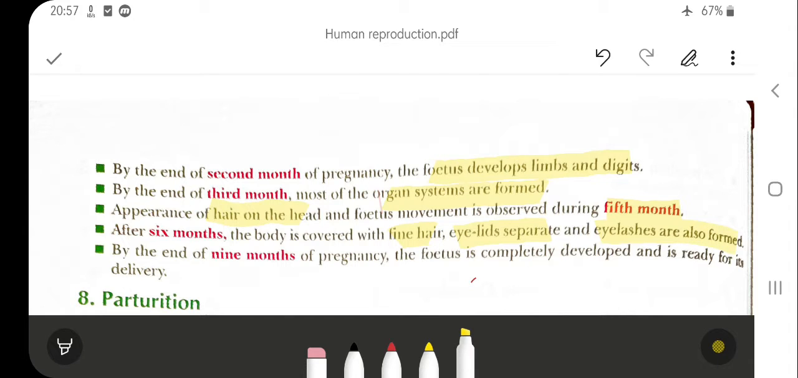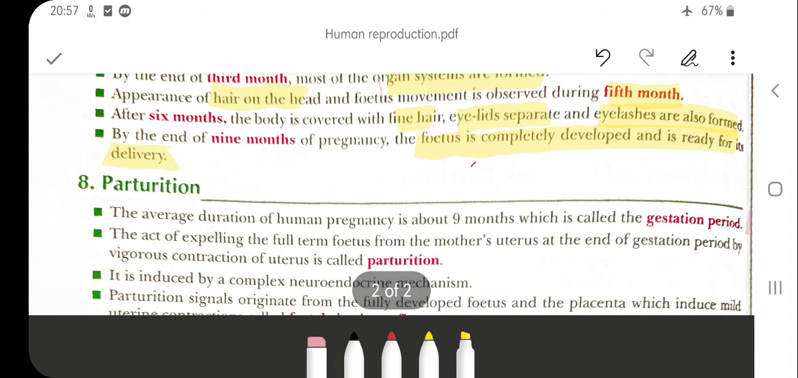By the end of the 9th month of the pregnancy, the fetus is completely developed and it is ready for the delivery. So that is the gestation period. The average duration of human pregnancy is about 9 months, which is called gestation. After the gestation period, there is the period of parturition. Parturition means the expelling of the developed fetus, or simply the delivery of the child.